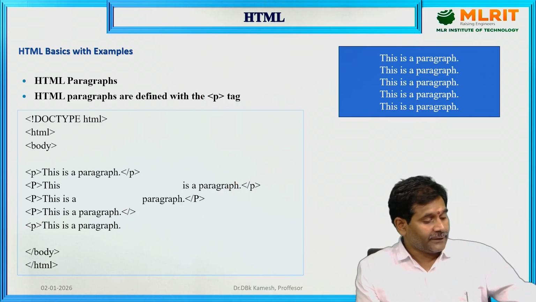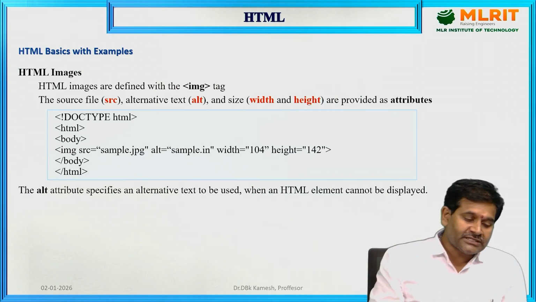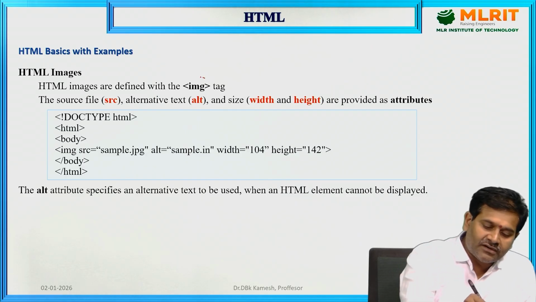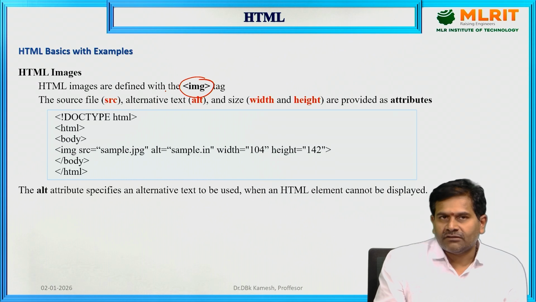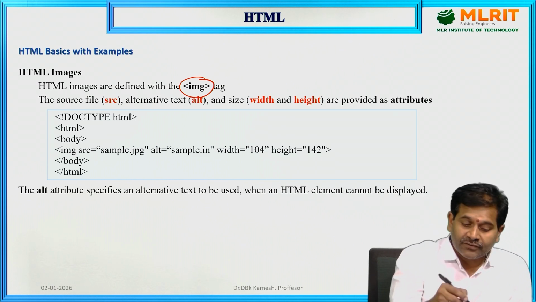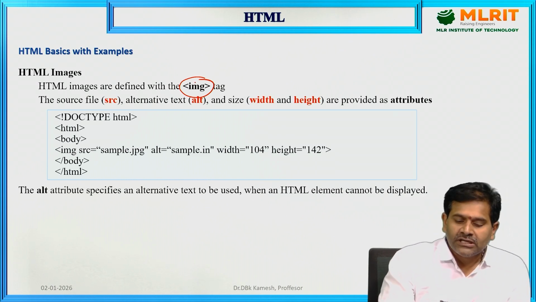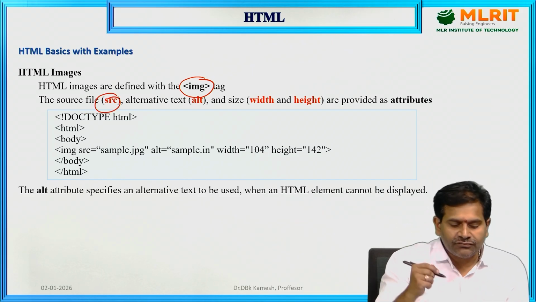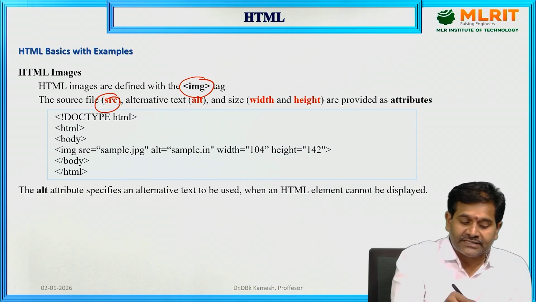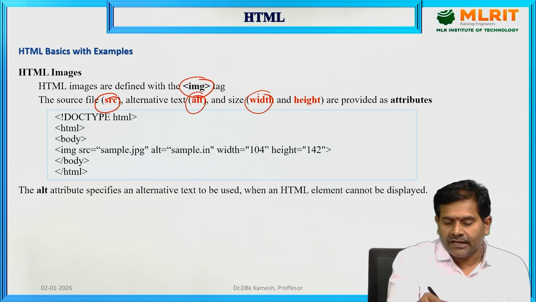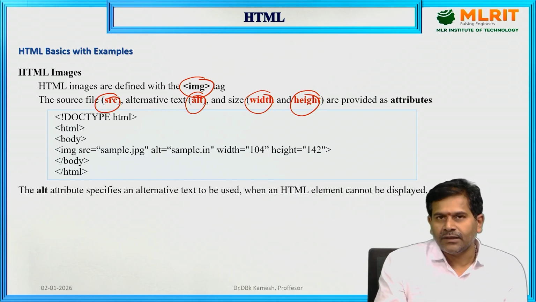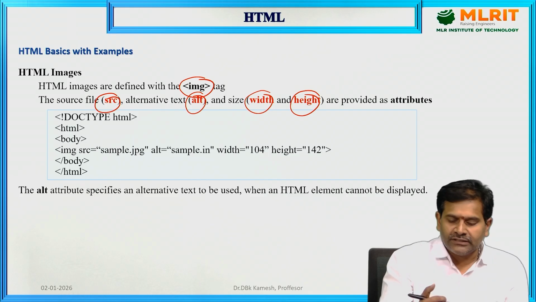Then, HTML basics with another example. If you want to insert an image, the tag is called the image tag. Once you use an image, we require a source file, where it is located, so we require the location. Then the alternative text, called alt. Then what size it is, called width and height. These are the important aspects while we are using an image, inserted with these attributes.